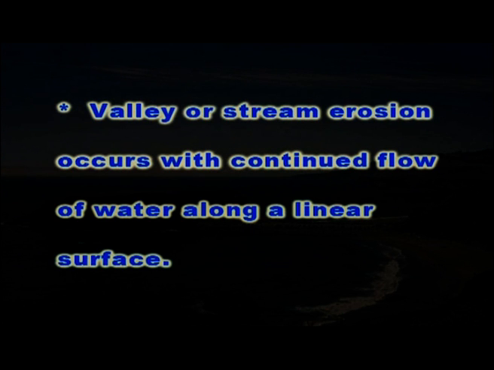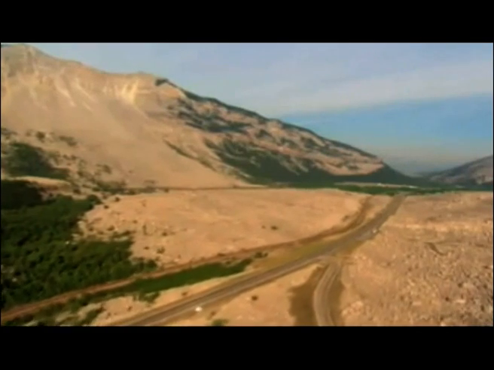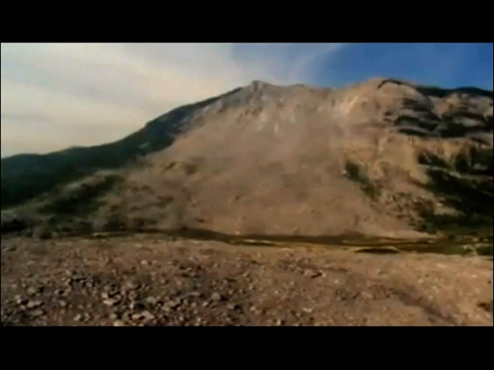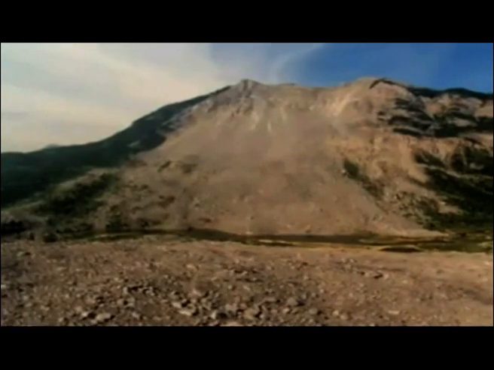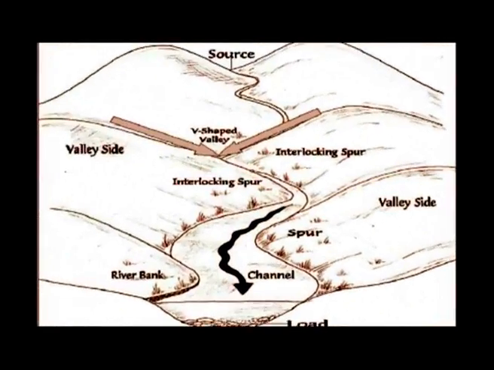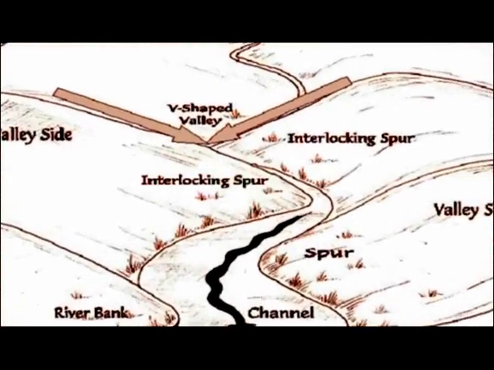The valley or stream erosion is an important aspect. Valley or stream erosion occurs with continued flow of water along a linear surface. The erosion is both downward and headward. The downward happens during the deepening of the valley, and the headward happens during the process of extending the valley into the hillsides.